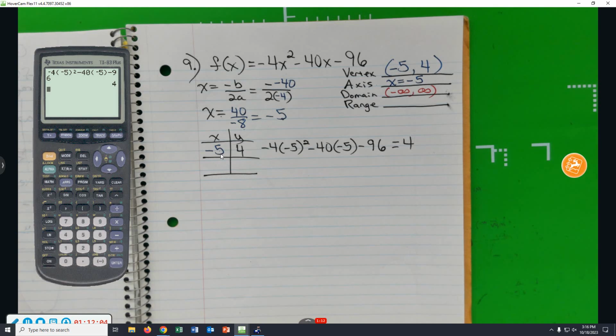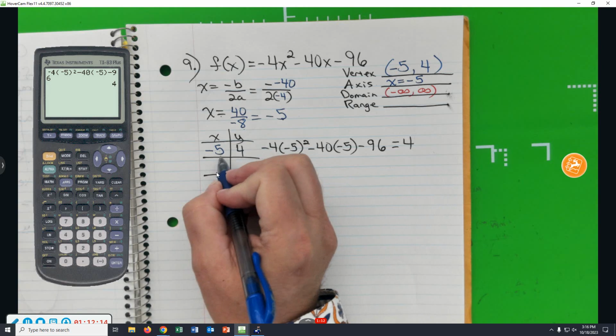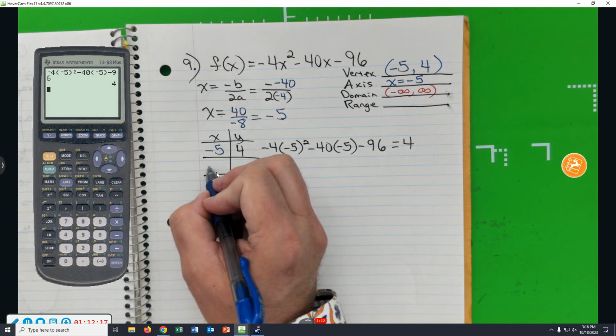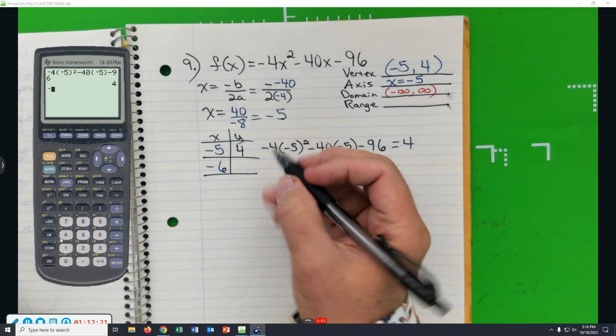What do y'all want to use? Well, you could use a negative 6 and a negative 4 also. So, yeah. What do y'all want to use? Something close to negative 5. Negative 6. Okay, here we go. Plugging in negative 6.